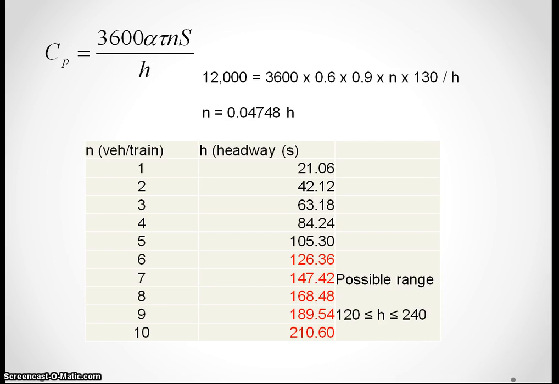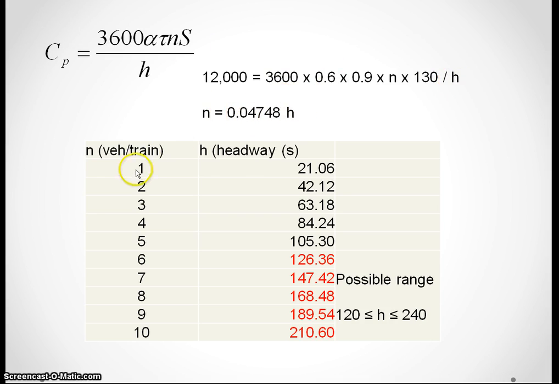So we just use that formula. We just put in the capacity, the demand is 12,000. This is the utilization factor, everything. Hence this is the number of vehicles per train, and this is the passengers per vehicle, and this is the headway. And we simplify the formula something like this.